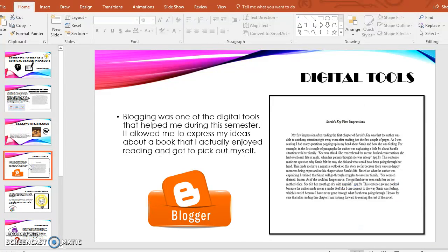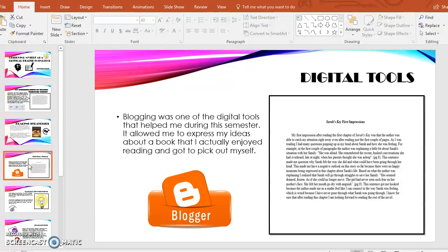Digital tools. A digital tool that was used in this course was blogging. I was able to choose any kind of book that I would be interested in reading for the rest of the semester. This allowed me to express my ideas about the book in detail. For example, I chose to read Sarah's Key by Tatiana de Rosnay. I described things like my first impressions, setting, point of view, and characterization. Blogging as a tool helped me actually become more of an active reader.